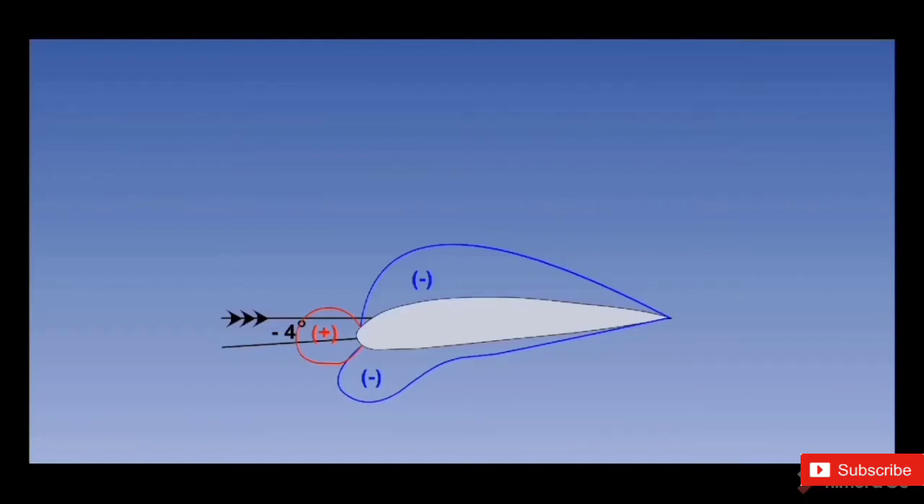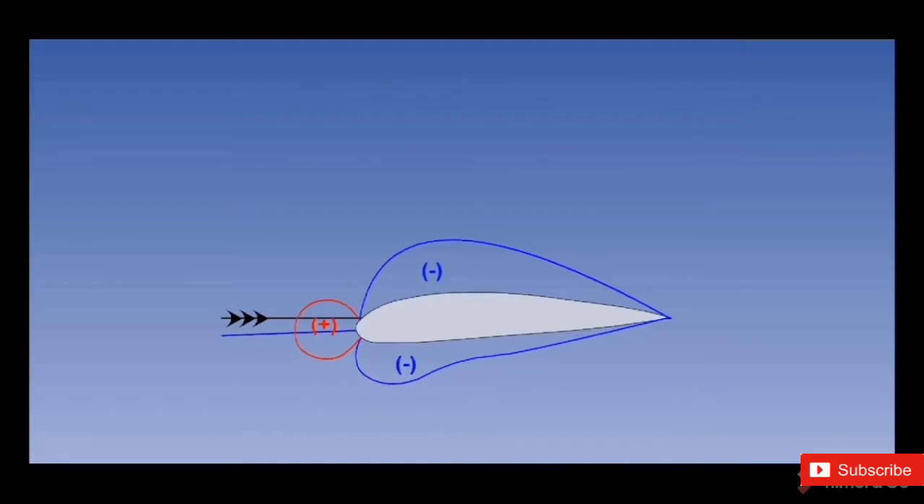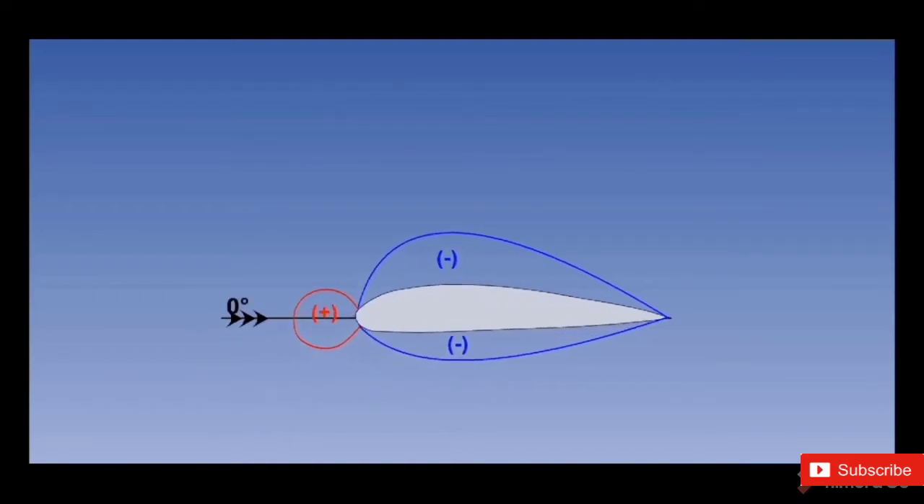We can now examine what happens to the pressure pattern as the angle of attack changes. Starting with the low angles, with an alpha of -4 degrees, the drop in pressure is the same above and below the section. There is no differential and therefore no lift. This is known as zero lift angle of attack.